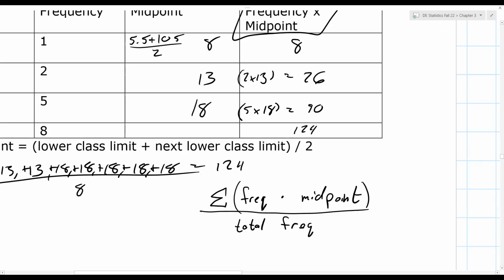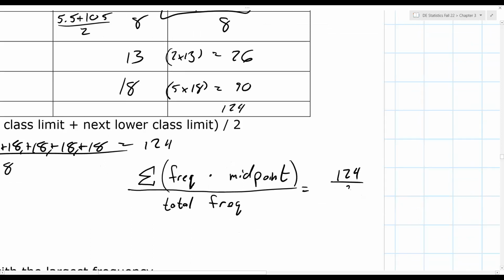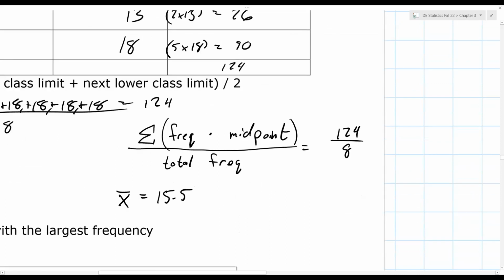So in this case, the sum of the midpoint times the frequency is 124. And then how many things did I add up? That's my total frequency. That's the 8. And then that gives me my average of 15.5. And that's how we can find the mean of a frequency distribution.